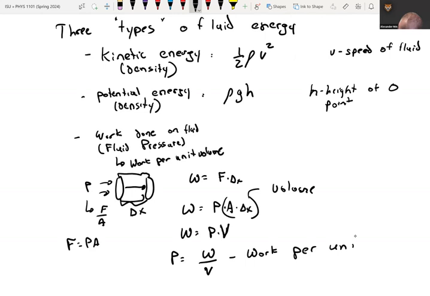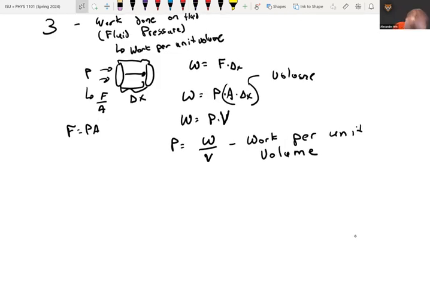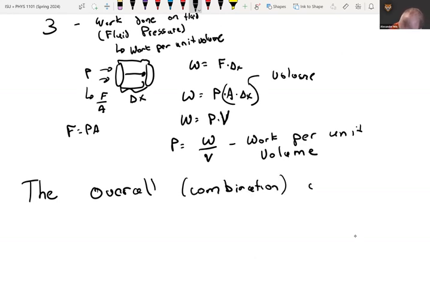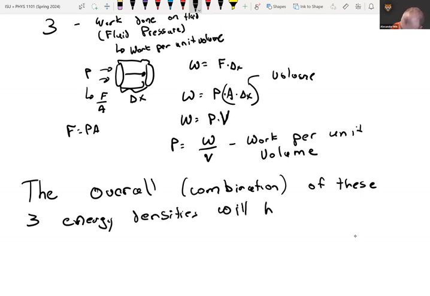All right. So these are the three types of energy that we're going to have to deal with: 1, 2, 3. And the idea behind Bernoulli's equation is that the overall combination of these three energy densities will be constant in a fluid flow system.